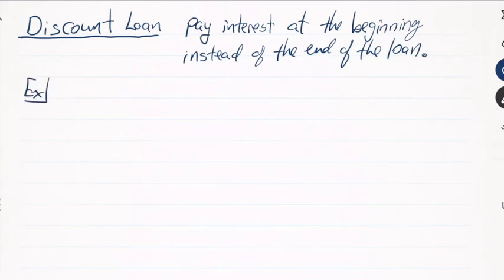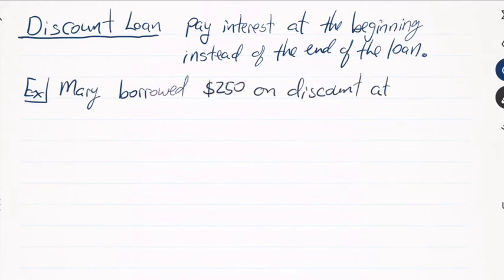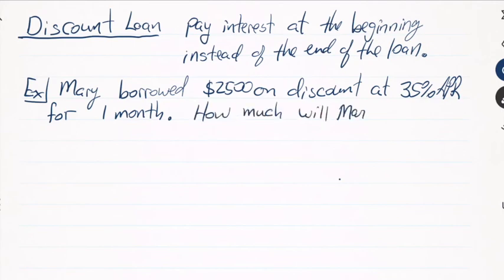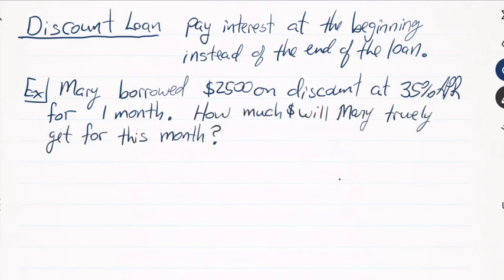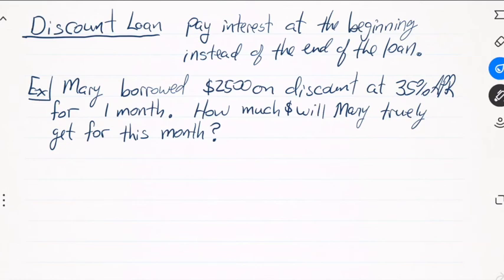For example, Mary. All right, so here I have an example. Mary borrowed $2,500 on discount at 35% APR for 1 month. How much money will Mary truly get for this month? Because when you get a discount loan, they take the interest first, and the only money they can take the interest from is the amount of money you're borrowing.